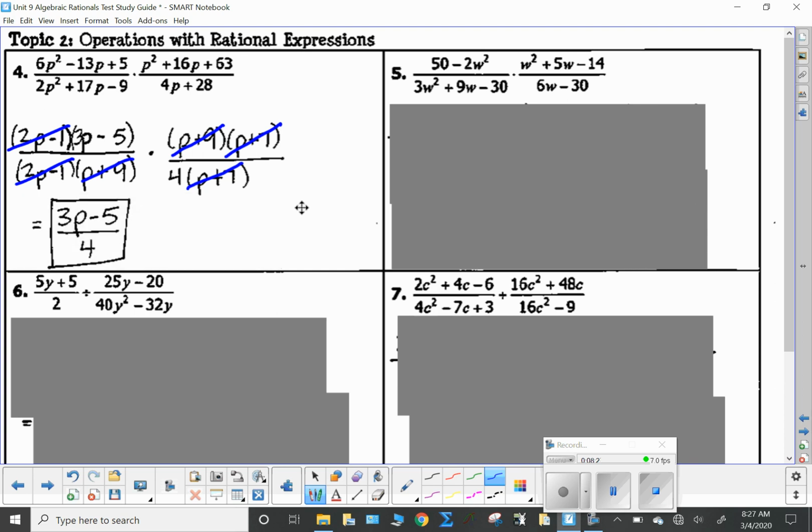Okay? The hardest part of this is making sure that you can factor. Okay? If we look at number 5, we have a greatest common factor in the numerator here. This one, factors of negative 14 that will add to positive 5. Down here, take out a 3 first. Okay, so that one's going to wind up being 3 times w squared plus 3w minus 10. Now you need factors of negative 10 that add to 3. So you still have 3. Then you have w plus 5 and w minus 2. That will take care of this guy right here.